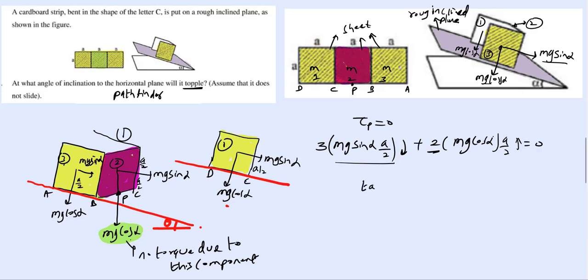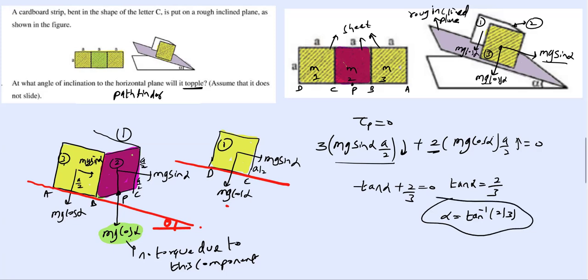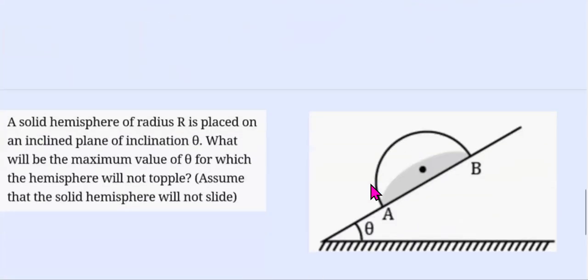I think this will be minus tan alpha equal to 2 by 3. This will be your answer. If you understand the physical diagram, everything is manageable. So we'll take the next problem.